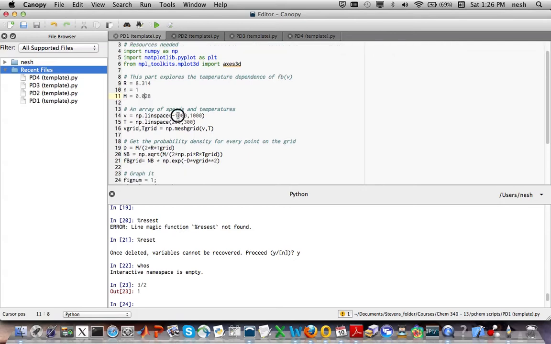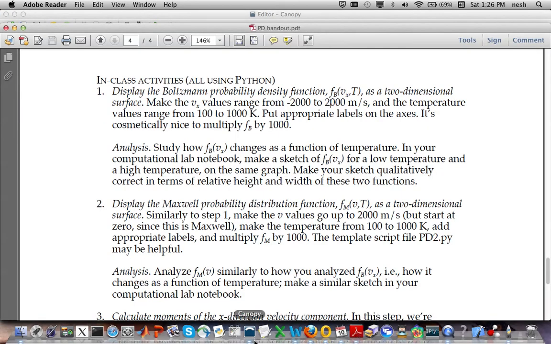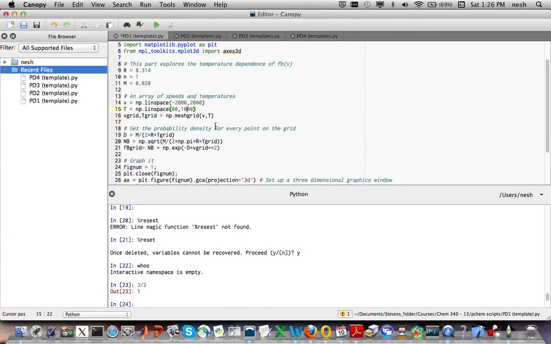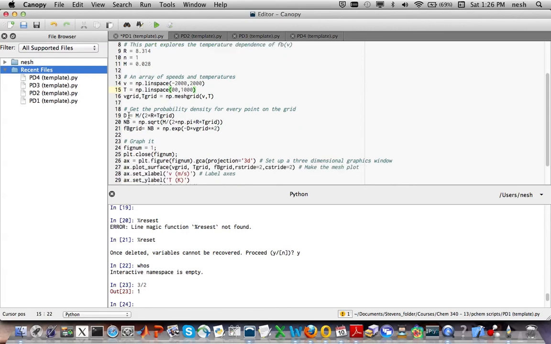Our velocity components are going from minus 1,000 to 1,000. We don't want that. We want it to be in the range 2,000, and then the temperature we want it to go from 100 to 1,000, as I recall. Yeah. And so let's see what else we got. Now, this d is just an intermediate quantity. It's the thing that multiplies the speed squared in the exponent. I just put it out there as an easier way to read it. And this is the normalization constant, and so on.